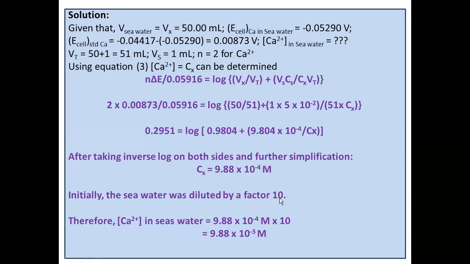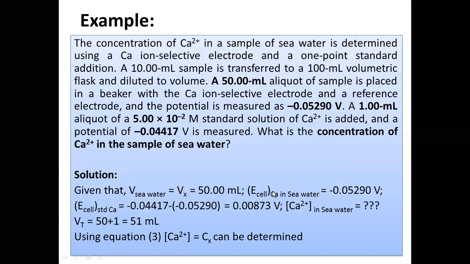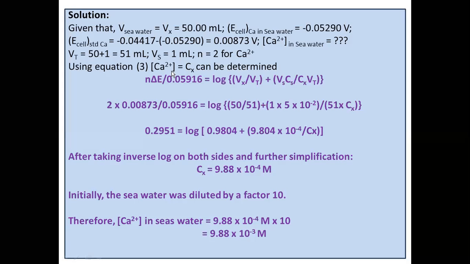What is the dilution factor? 10 ml of seawater was diluted to 100 ml, so the dilution factor is 10. Ten times 10 is 100, so the seawater was diluted 10 times. So you have to multiply this by 10, and you will end up with 9.88 into 10 power minus 3 molar. This is the concentration of calcium present in seawater. What is that seawater? The 10 ml sample that was withdrawn from the sea. So the concentration of calcium present in seawater is 9.88 into 10 power minus 3 molar.